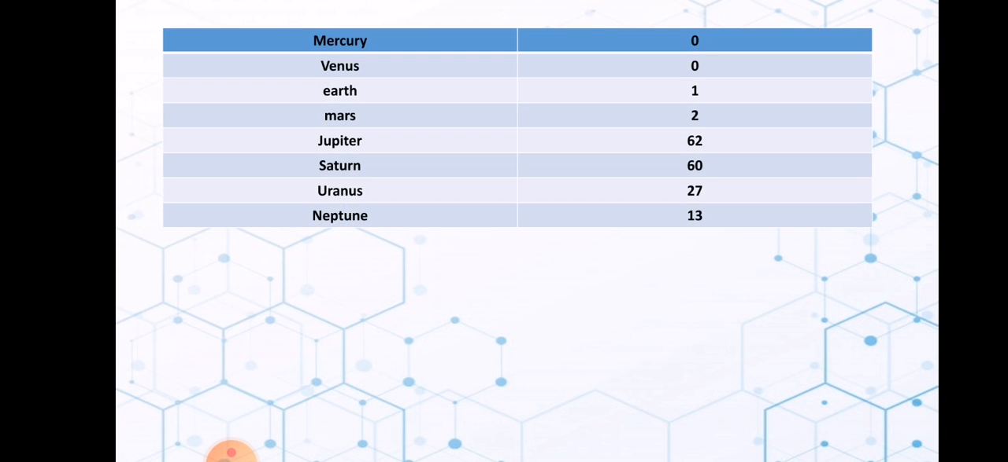Let's know the number of our solar system moons. Mercury and Venus have no moons. Earth has only one moon, while Mars has two moons. Jupiter has 62 moons. Saturn has 60 moons. Uranus has 27 moons. Neptune has 13 moons. So the total of the solar system moons is 165 moons.